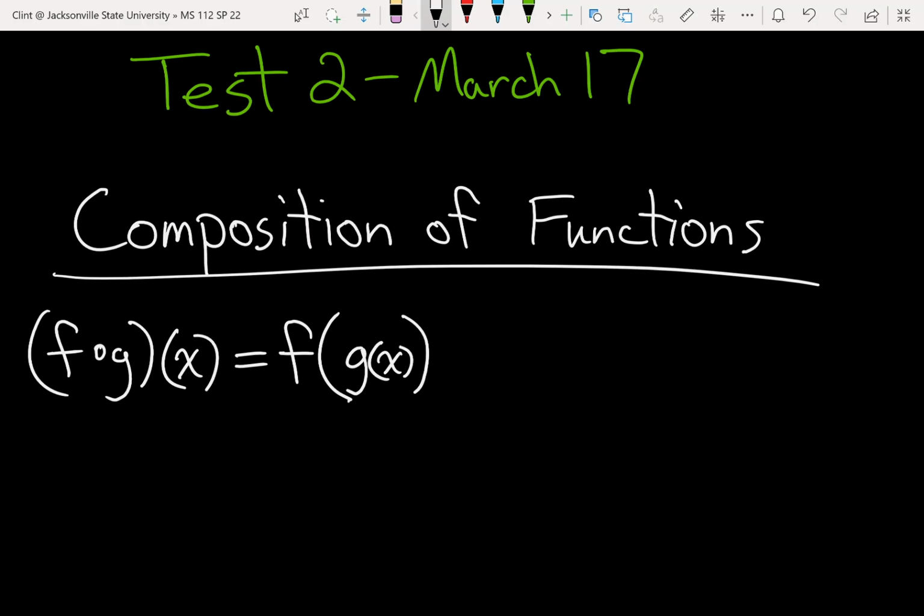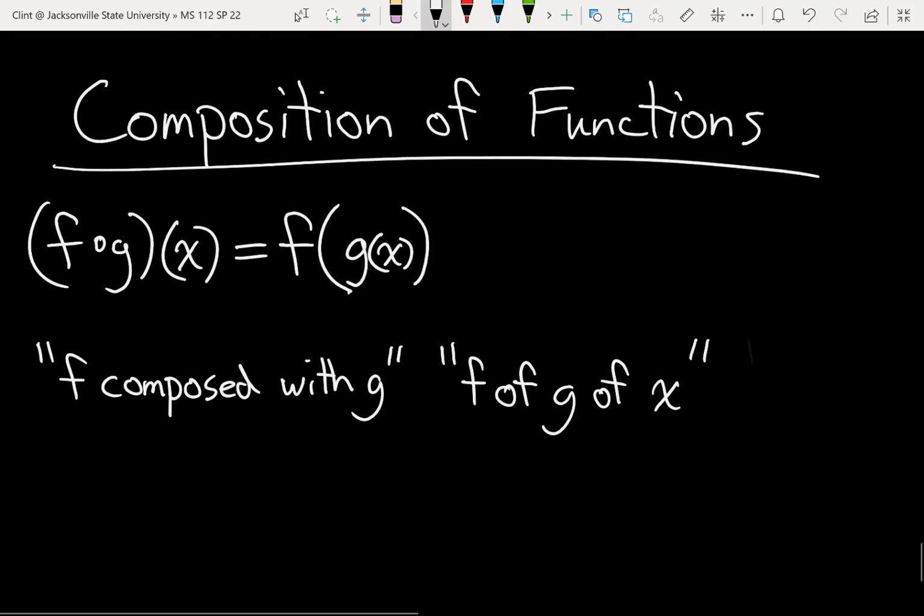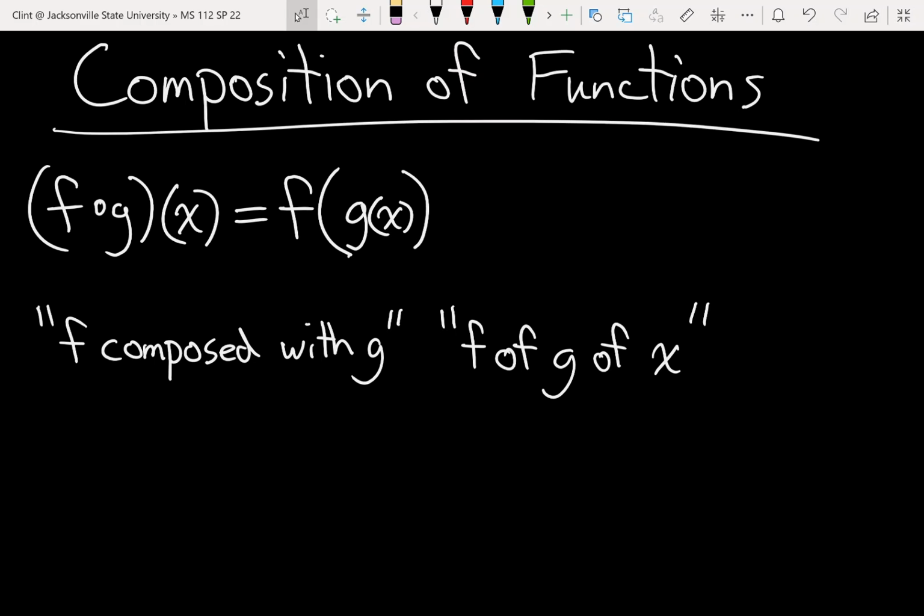So we would call this F composed with G. Or usually the way most people read it, we would say F of G of X. So, two ways we need to be able to use this.